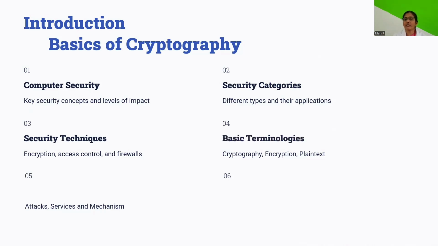Next, we will discuss the basic terminologies: what is cryptography, what is encryption, what is plain text, what is ciphertext, and likewise. Then next, we discuss the aspects of security. In this, we discuss the 3 kinds of security, that is, attacks, services, and mechanisms. And finally, we discuss the models for network security.